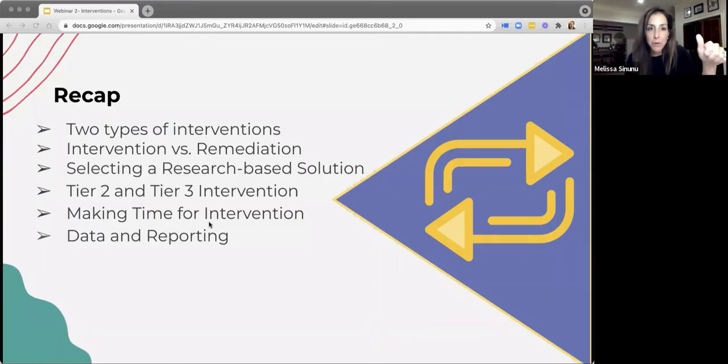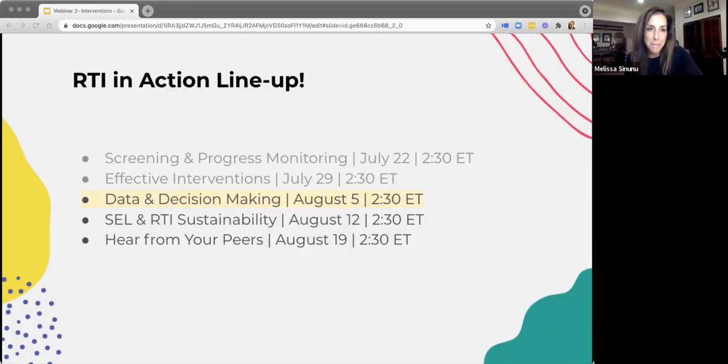So today we reviewed the 2 commonly accepted types of interventions. Again, the difference between intervention and remediation, selecting the solution that's right for you, how to effectively differentiate your interventions between Tier 2 and Tier 3, some strategies for building interventions into the school day, and finally, the reporting and data that help ensure success.